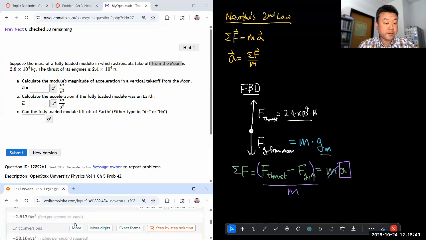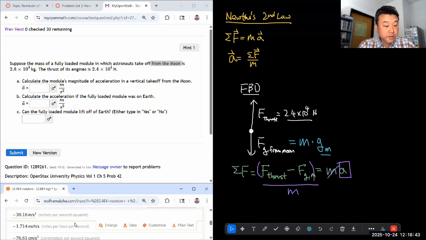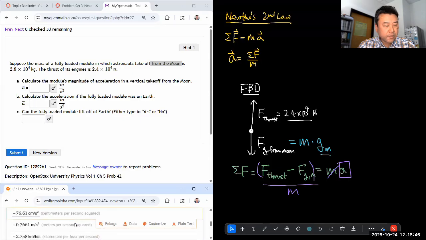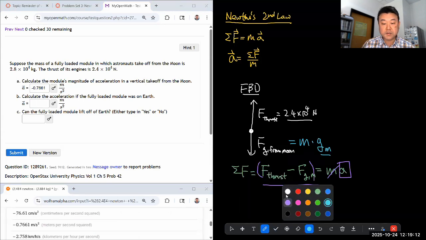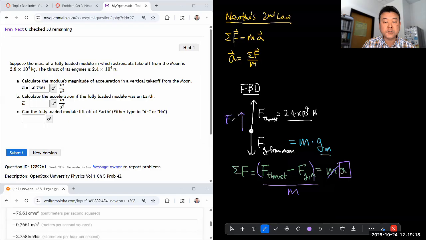I think it understood me correctly. Oh, negative, interesting. I wonder if the system might be expecting me to plug in that negative answer. So I was wrong about the thrust force being enough. So the module must be off the ground already, because if not, there's no way to go down. If it's resting on the moon surface for some reason, then you would have to have an upward normal force to allow the net force to be zero. But here I think the question wants me to put in a negative answer.